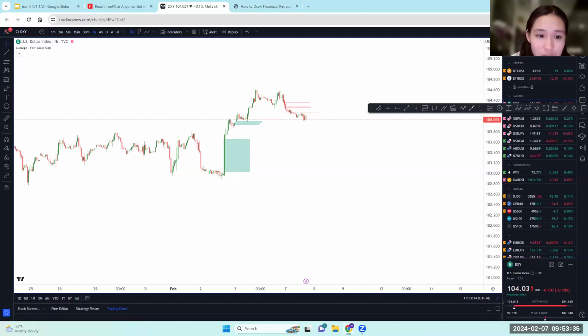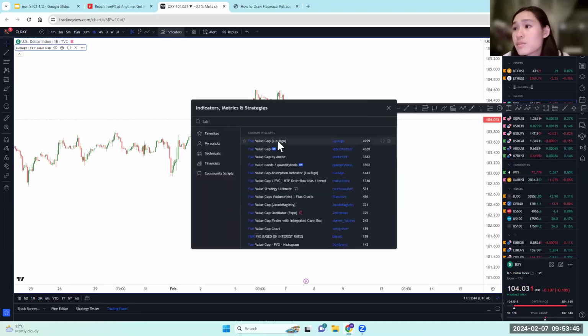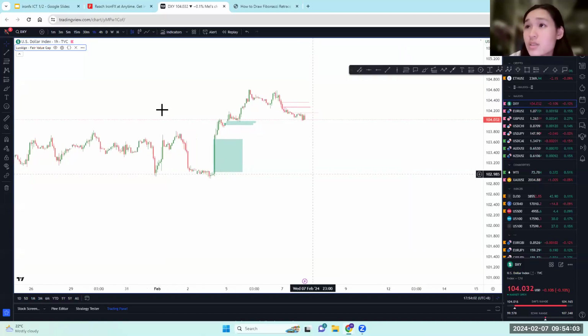Yeah. So the one that we use is the Lux Algo one. This one here. This automatically helps you to find FVGs on any time frame, and it will help you to highlight the level as well.